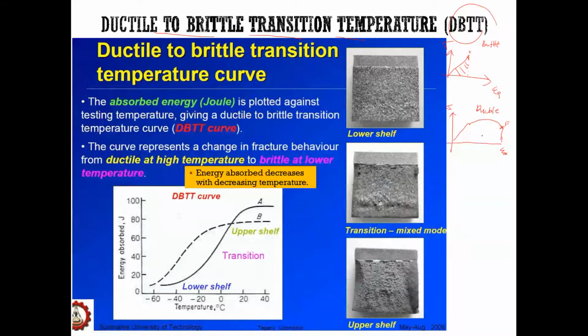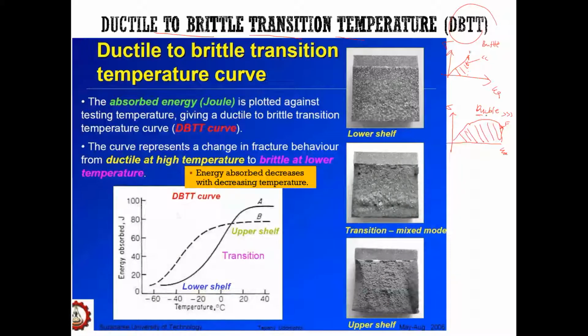What is the toughness of the material? It refers to the energy that can be absorbed by the material. If you see here, this is the energy absorbed. The amount of energy absorbed by brittle materials is quite small compared to ductile materials, where the amount of energy the material absorbs is quite large.